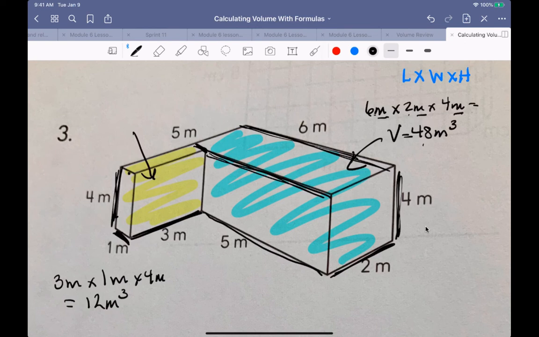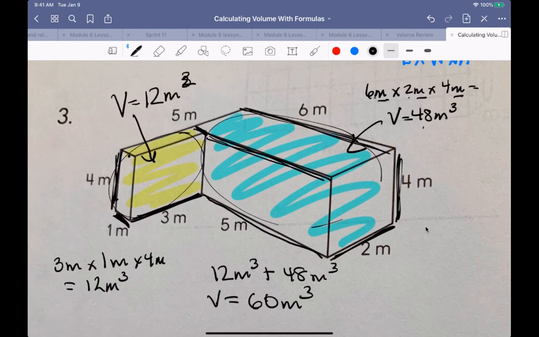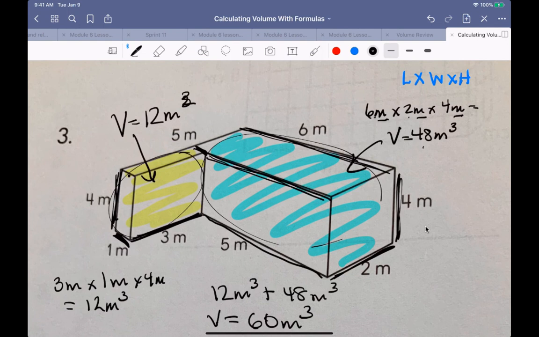Now I know the volume for this rectangular prism, and the volume for this rectangular prism. All I have to do is add them together. So I have 12 meters cubed plus 48 meters cubed, and that gives me a total volume of 60 meters cubed. All right, using the formula for length times width times height to solve that problem.